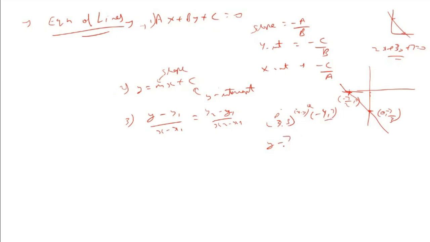So y minus 7 over x minus (-4), that is x plus 4, equal to the slope that you know. So 7 minus 5 is 2, and -4 minus 3 is -7. You just make this into a more consumable format and you're done. It's 2x plus 7y minus 41, that is the equation of your line, and you're done. So basically this is the two-point form of a line, where you are given two points.